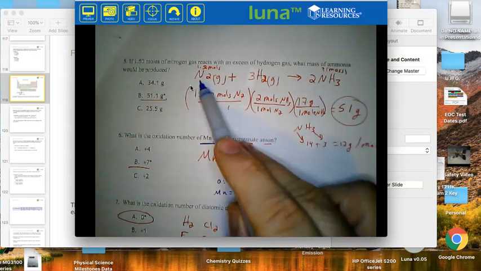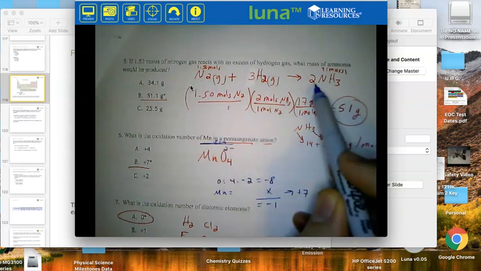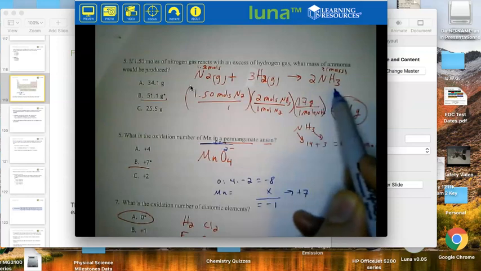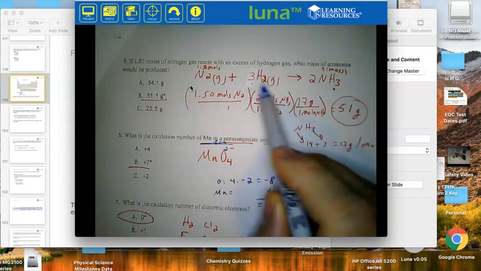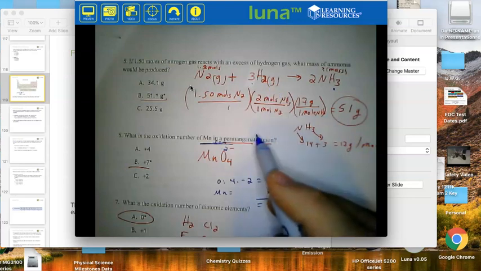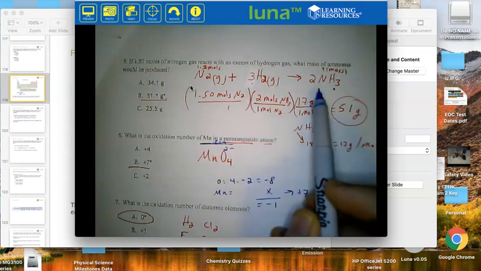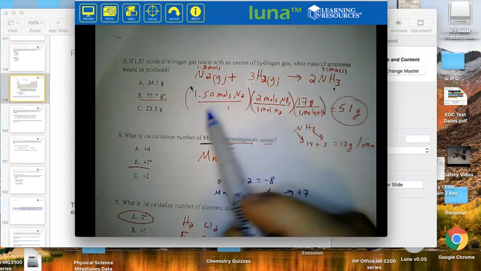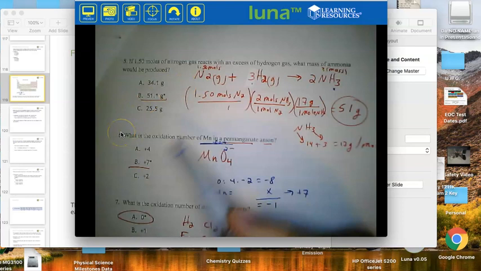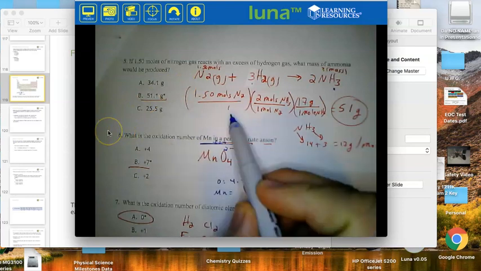So there's 2 nitrogens here. We need to put a 2 there. That gives me 6 hydrogens on the right-hand side, so I put a 3 here to get 6 on the left-hand side. Now it's balanced. And the reason why I have to have a balanced chemical equation is because I'm going to depend on the molar ratio. All right, so first I'm starting off with 1.5 moles of nitrogen over 1.